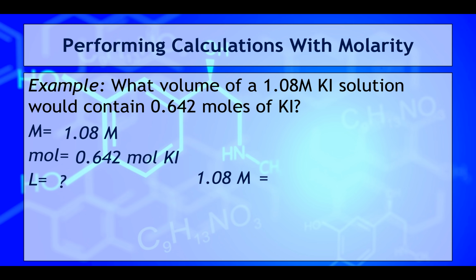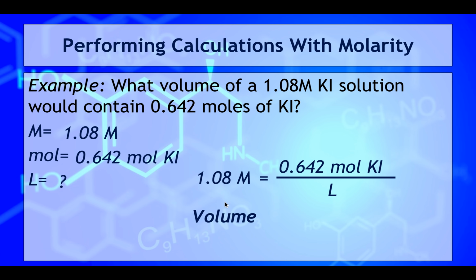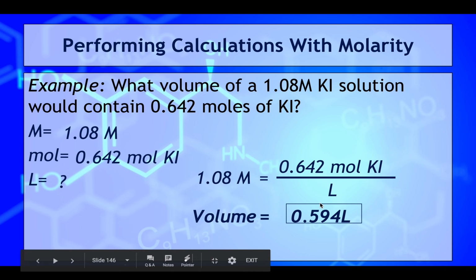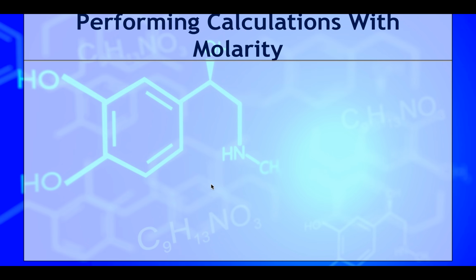We plug those numbers into our calculation. And when we solve for this, we're going to cross multiply. So it's going to be 1.08 times liters. This is going to cross multiply with the pretend 1 that's underneath here. And then we're going to divide. And our answer will be, the volume should be 0.594 liters. Again, 3 significant figures, because that's what we have in our question.